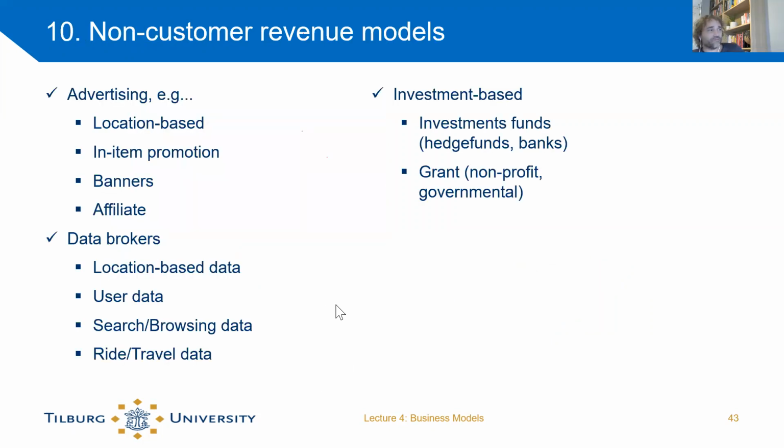Finally, and then I quit. The business models I just discussed are all revenue models in which you generate money directly from customers. But you can also think of other ways to earn money that are not related to simply you selling something, or that are non-customer related.